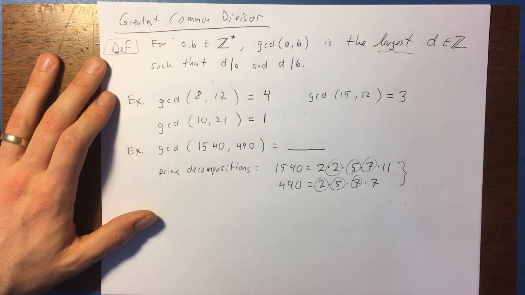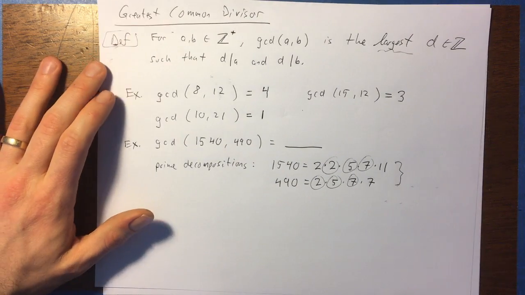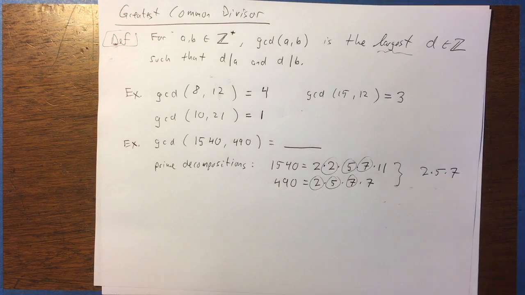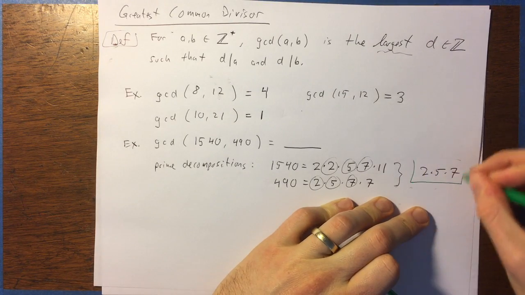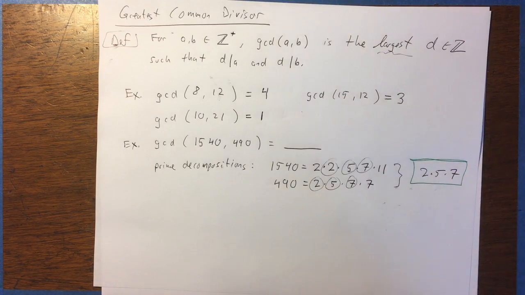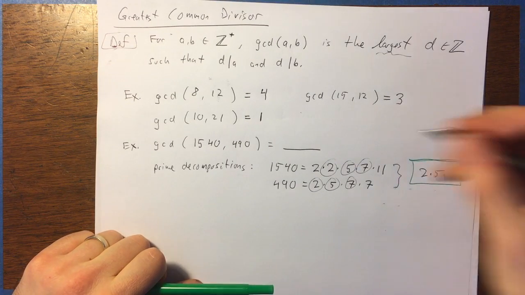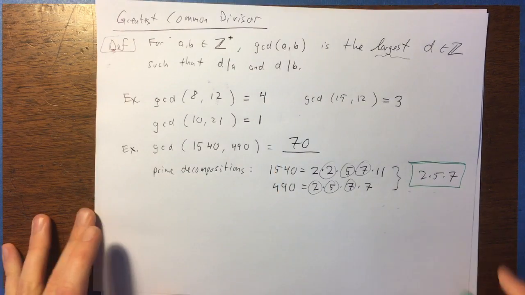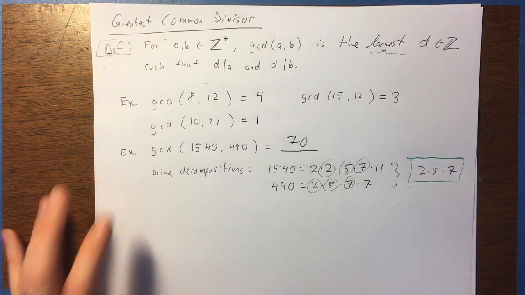So we're just looking for overlap: 2, 5, and 7. If you multiply 2 times 5 times 7, that is going to be our greatest common divisor. I'm going to put a green box around that one. So 2 times 5 times 7 is 10 times 7, which is 70. So 70 is the greatest common divisor of those two numbers.